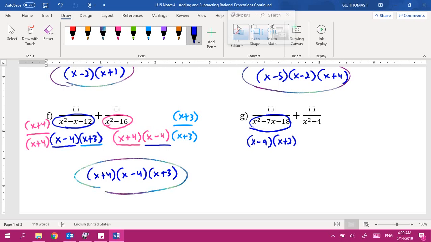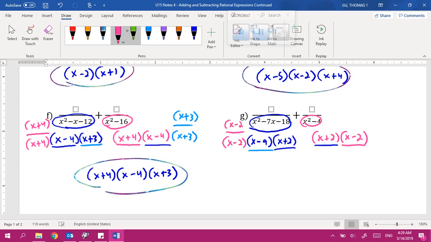And then the x squared minus 4 is going to factor out to x plus 2 times x minus 2. So let's compare what they've got in common and what's different about these two denominators. I see the x plus 2 on both denominators, but then the left denominator has an x minus 9 and the right denominator has an x minus 2. So what do I need to multiply the left denominator by? The x minus 2 that it's missing.